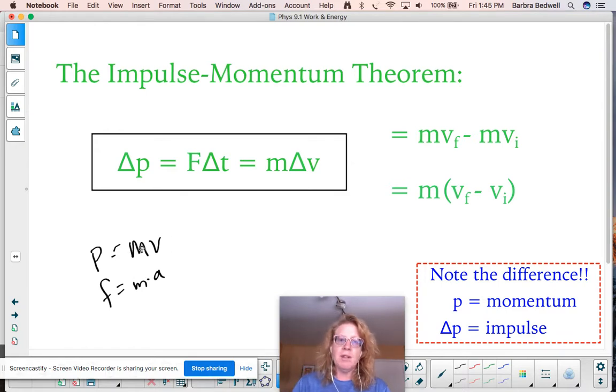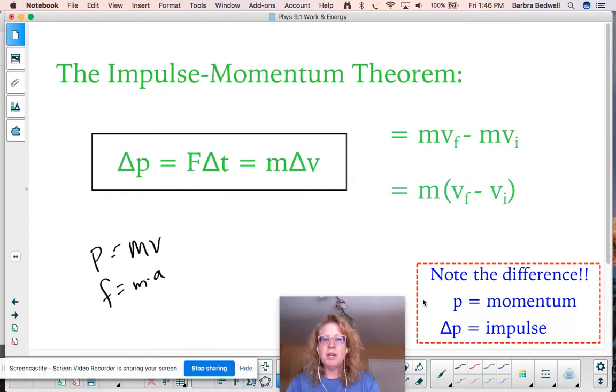Momentum is mass times velocity. A change in momentum is the result of impulse, which is F delta T, and it's also written as M delta V, mass times the change in velocity. Over here on the right, I just have a couple of different ways that delta V can be represented mathematically. You can either do M V final minus M V initial, final velocity minus initial velocity, or because mass isn't changing, you can just do whatever the change in velocity is.